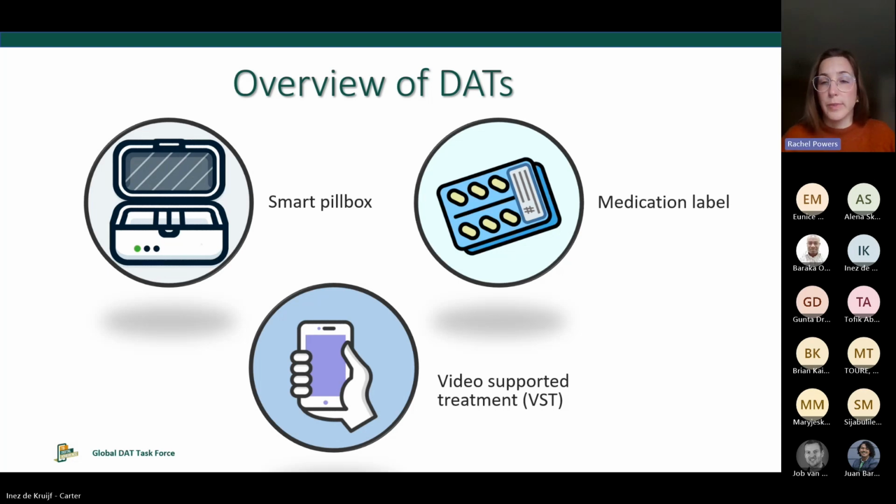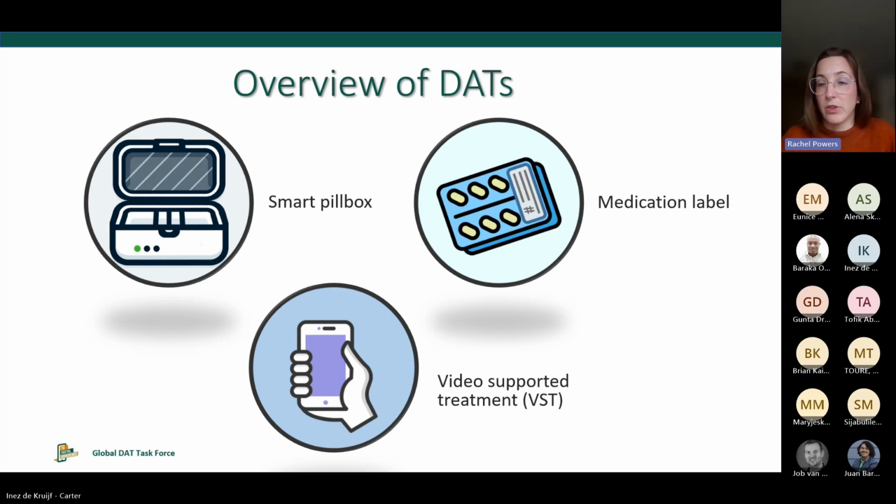For video-supported treatment, a lot of you are probably familiar with this. It can be a formal app, such as Assured here, which is specific for TB intake, or it can be something like Skype or Viber, WhatsApp, where people are recording a video of themselves taking their medication and then sending it to their provider for review.